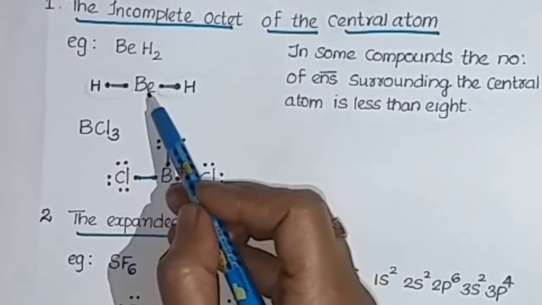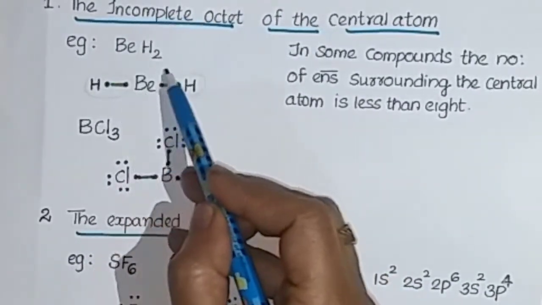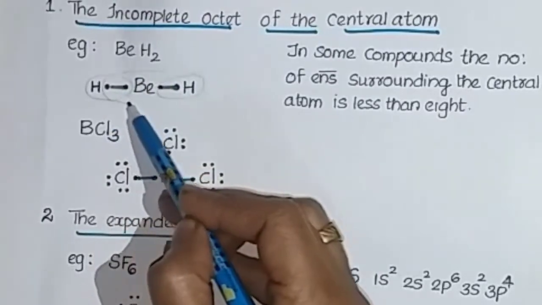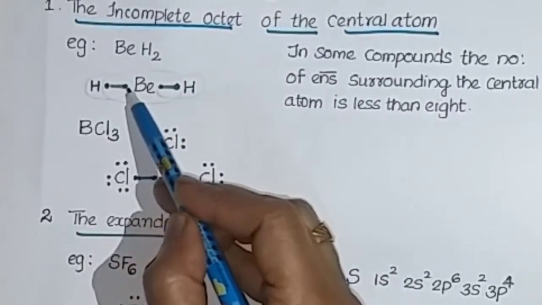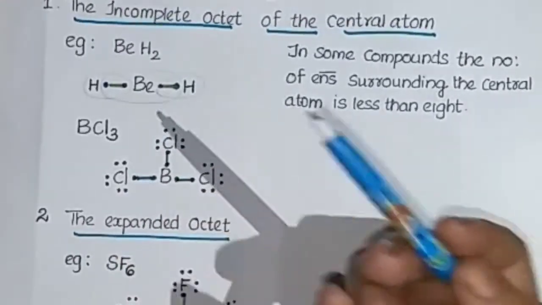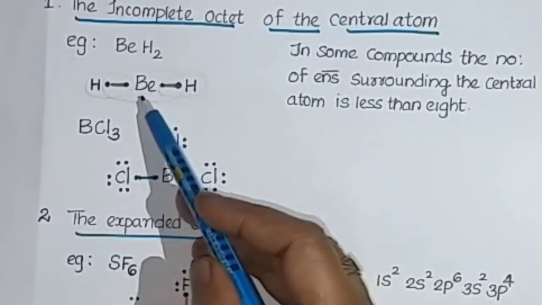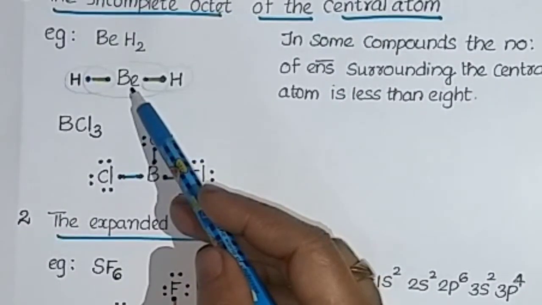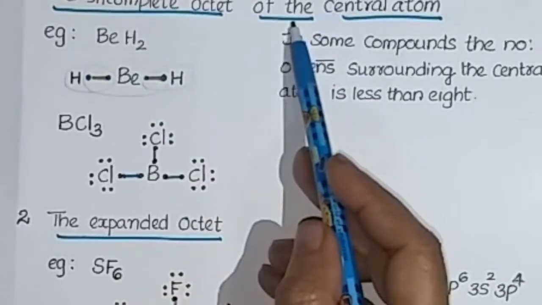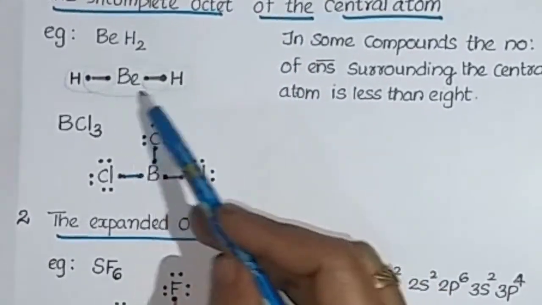But in the case of beryllium, how many electrons are there surrounding this beryllium atom? 1, 2, 3, 4. Only 4 electrons are surrounded by this beryllium atom. That means beryllium does not complete its octet. So this is one violation of this octet rule, beryllium hydride.